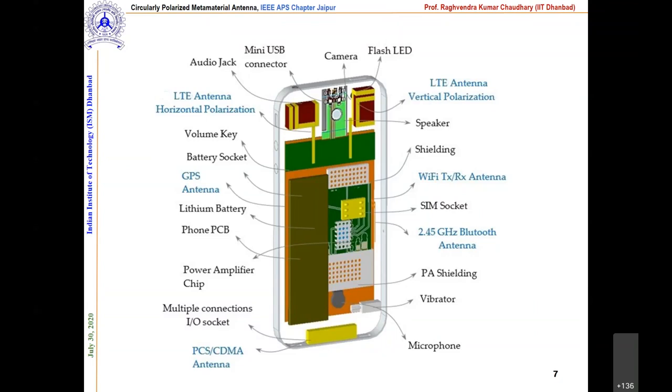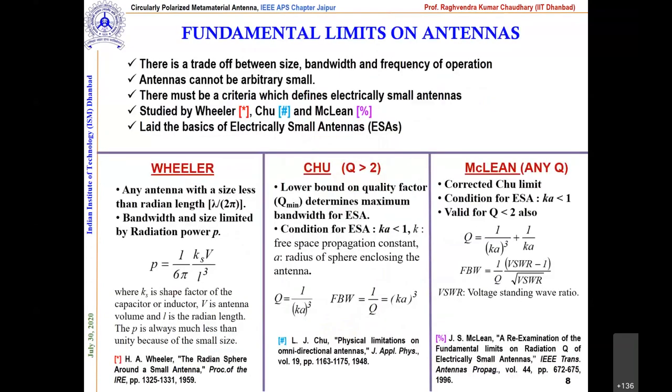Let us first discuss the fundamental limits of antennas. When we talk about compact or mid-range antennas, we cannot miniaturize arbitrarily. An antenna can't be arbitrarily small. Another fact is that there is a trade-off between size, bandwidth and frequency of operation. Three scientists, Wheeler, Chu and McLean, studied theoretically how far miniaturization could be possible.